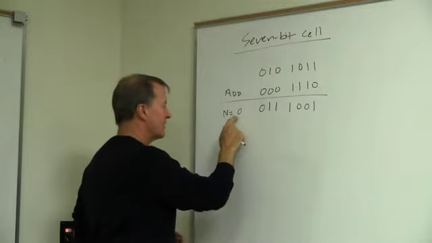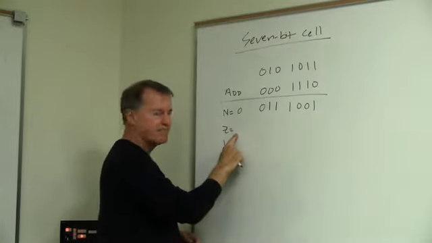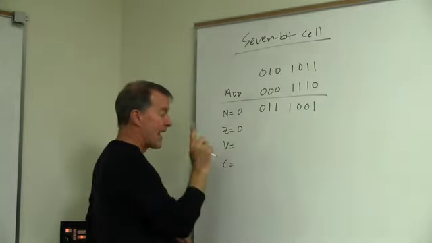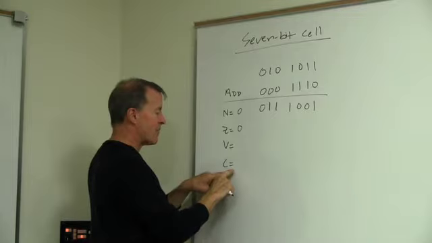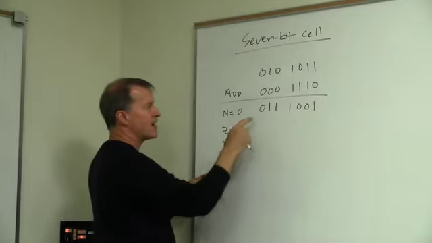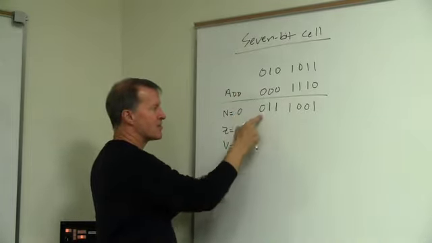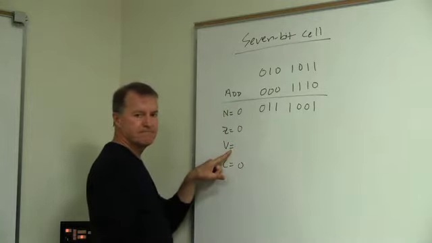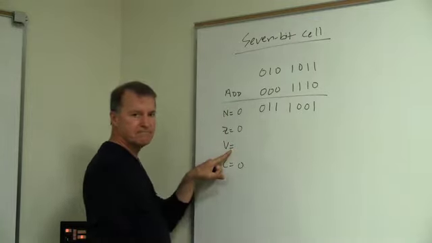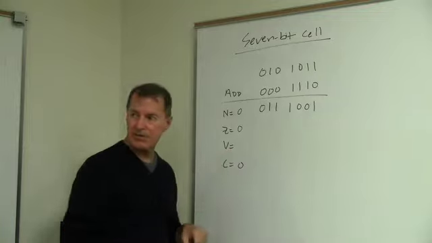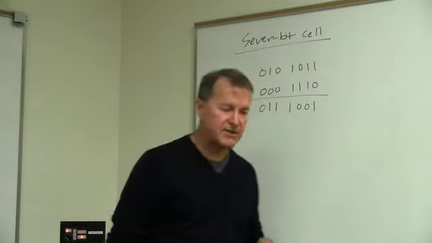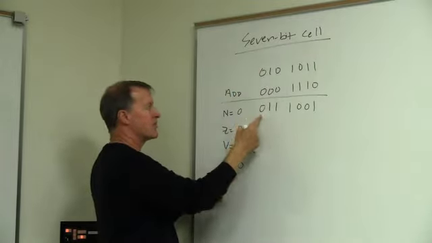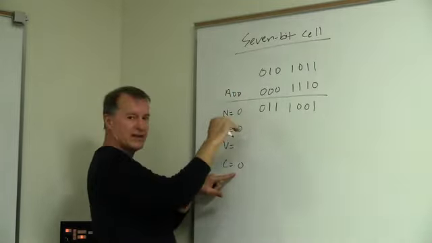What about Z? Why is it 0? Because they're not all zeros. Now, how about C? It's 0. Why? Because when we added this plus this, we got 0, and the carry out of the whole thing was 0. NZVC is always the order we do it.